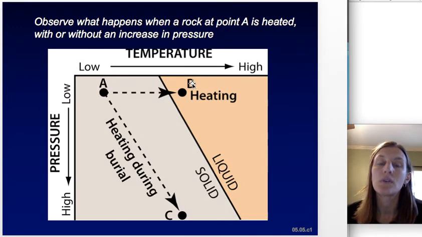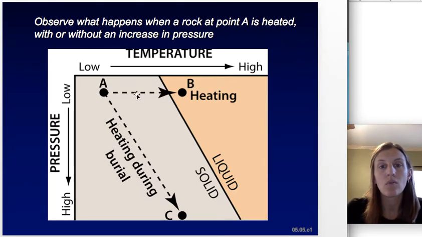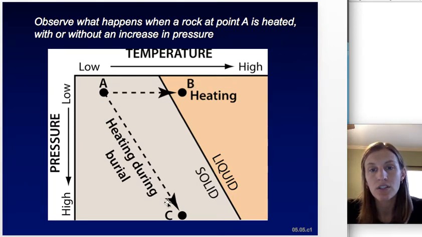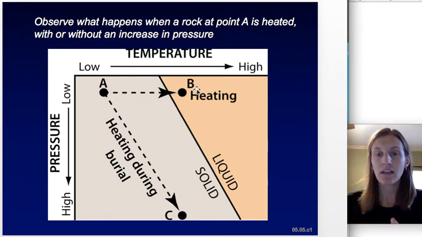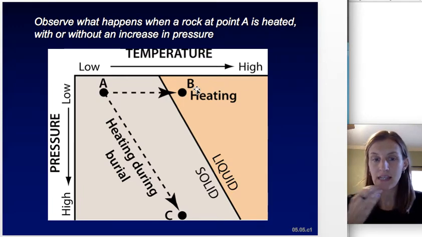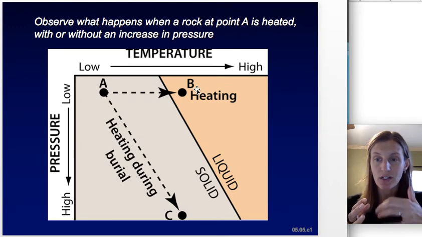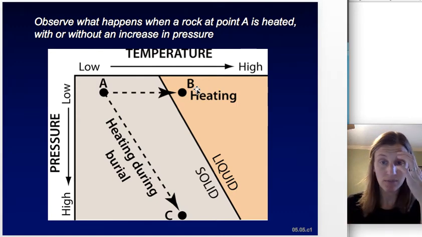Okay, so what I want you to do is observe what happens when a rock at point A is heated with an increase in pressure and without an increase in pressure. So here, if we just look at a rock that's heated and you don't change the pressure, this could be, say, a magma intruding into an area, and the rock that's already there hasn't moved, but you've brought in this hot magma next to it. That's heating up those existing rocks and causing them to melt. So you haven't changed the pressure, but you've changed the temperature.